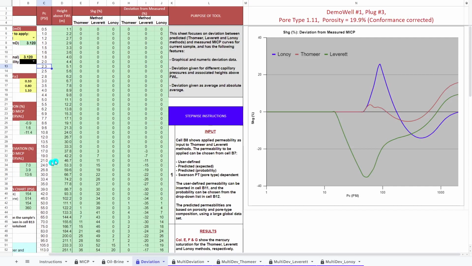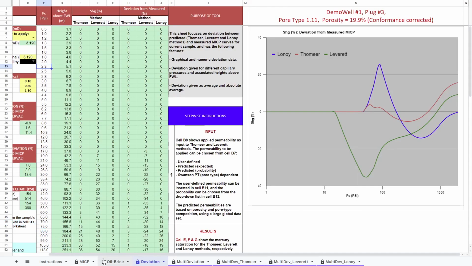The zero line on the y-axis represents no deviation to the measured data, whereas negative and positive values represent underestimated and overestimated water saturations respectively. The x-axis represents the capillary pressure, which reflects the height above free water level. The chart can thus be applied to visualize prediction errors for different averaging methods at different heights above the free water level. The height is dependent on fluid-gas composition.